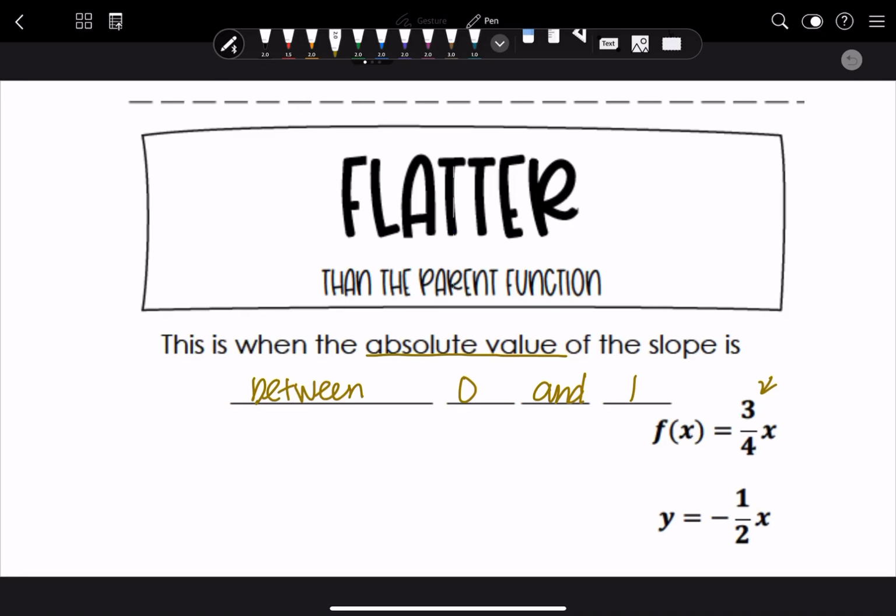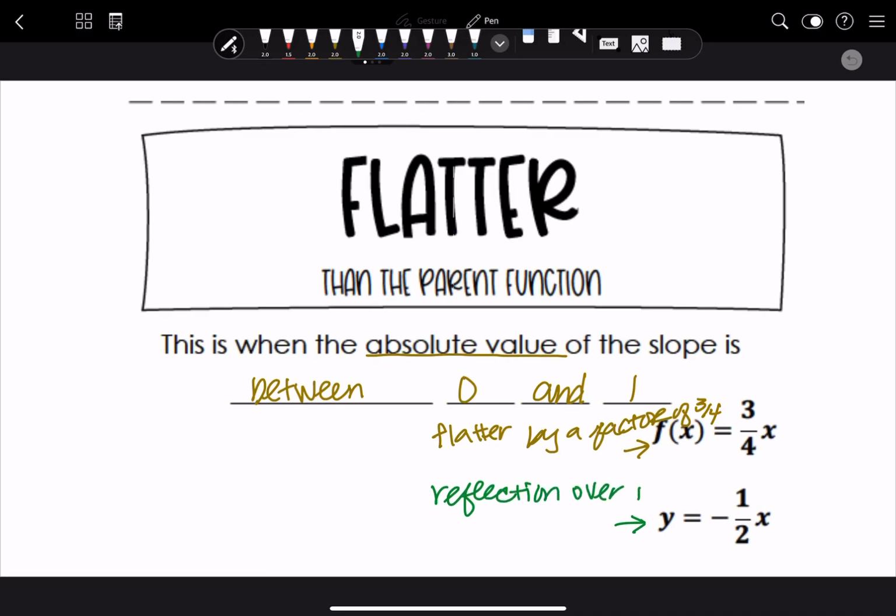All right, so let's look at this first one right here. This is flatter in comparison to the parent function, and you can say by a factor of 3/4. And that's because 3/4 is less than 1 whole. Now, like I told you earlier, it doesn't matter if it's a positive or a negative. That negative is just telling us that it's a reflection over the x-axis.